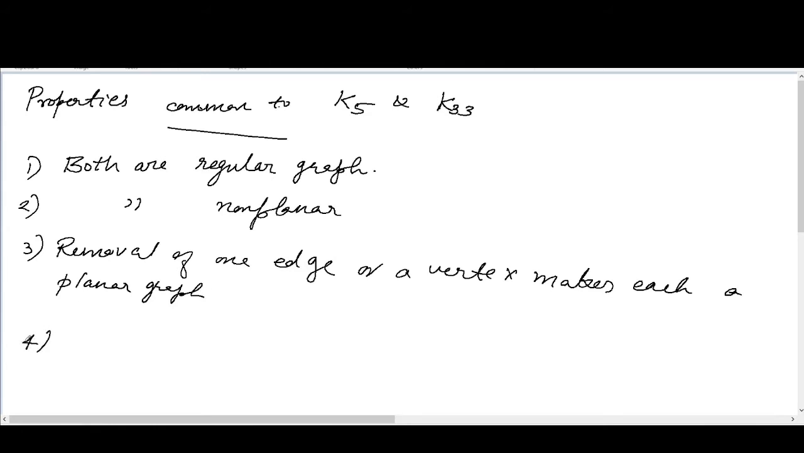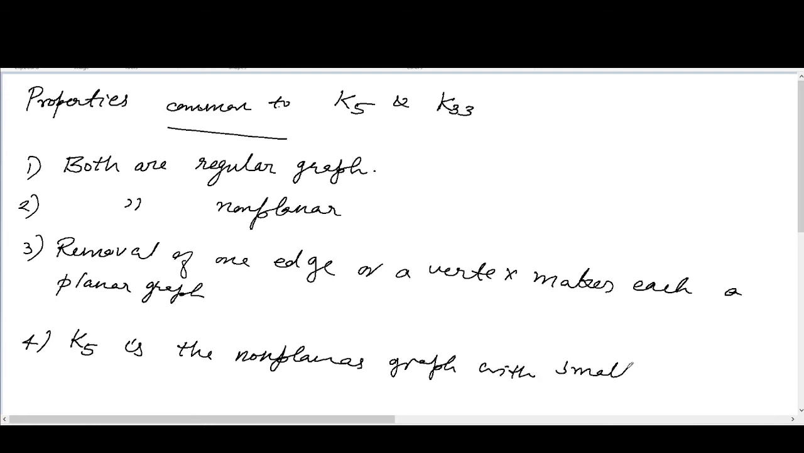Fourth one, Kuratowski's first graph, K5, is the non-planar graph with the smallest number of vertices.